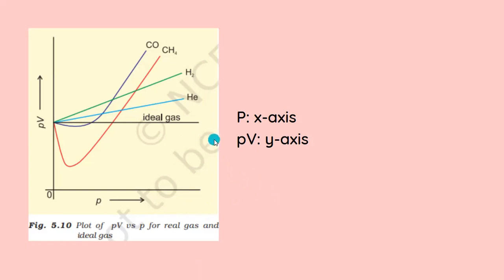This is the one which we learned in Boyle's law. You have P on the x-axis and PV on the y-axis. Based on Boyle's law, for a gas, you should get a straight line at a particular temperature, and this is what was discussed when we talked about Boyle's law. But in reality, two types of curves were observed. One was just a straight line like this, and the other was like this.